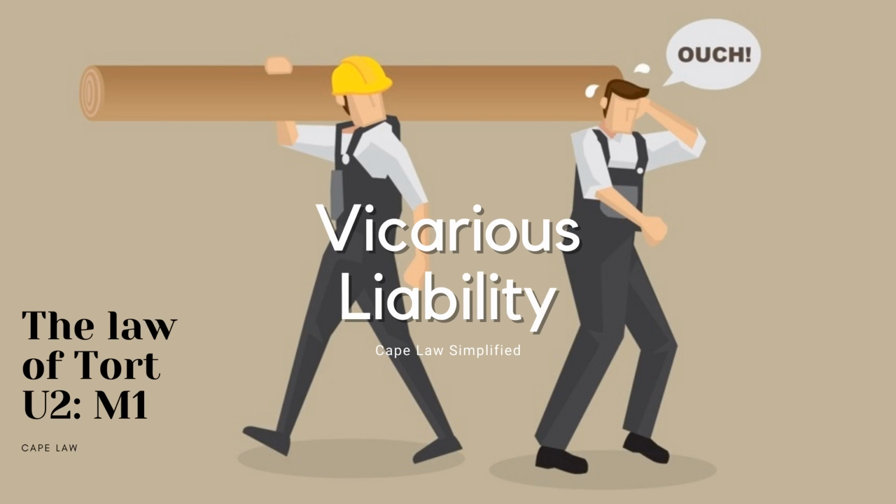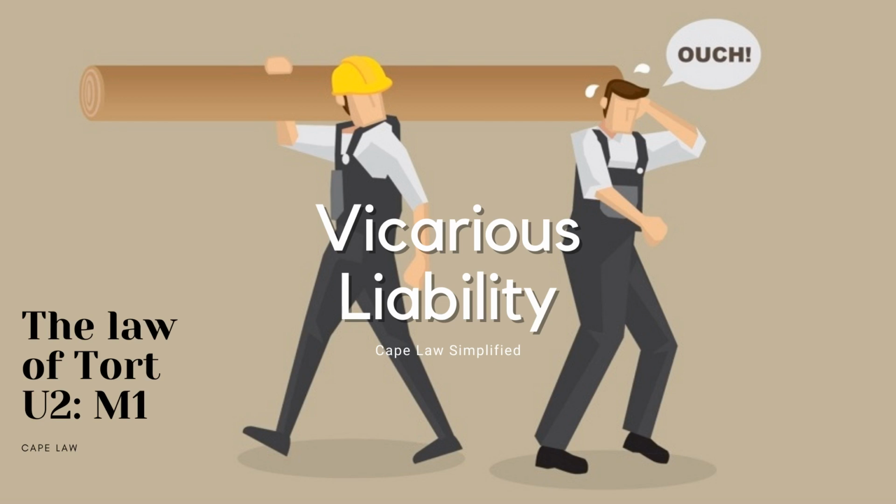So there are certain conditions that a plaintiff must satisfy in order to be successful in his claim for vicarious liability. So one, there must be an employer-employee relationship. Secondly, the tort must have been committed by an employee. And thirdly, the employee must have been acting in the course of employment when the tort was committed.